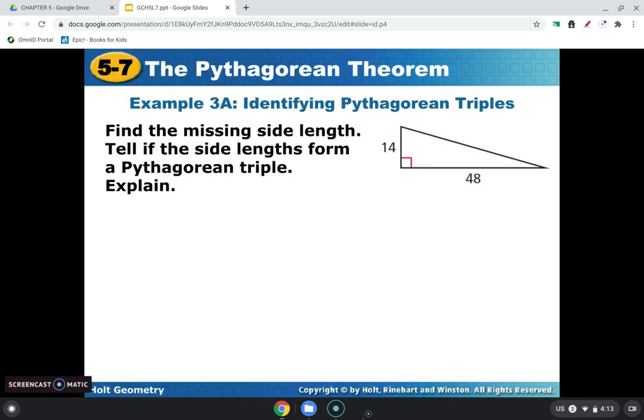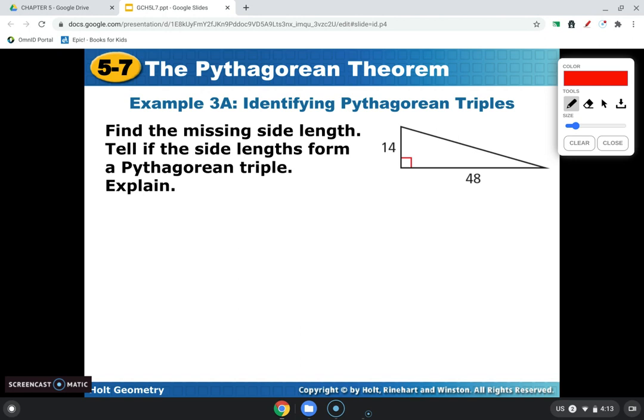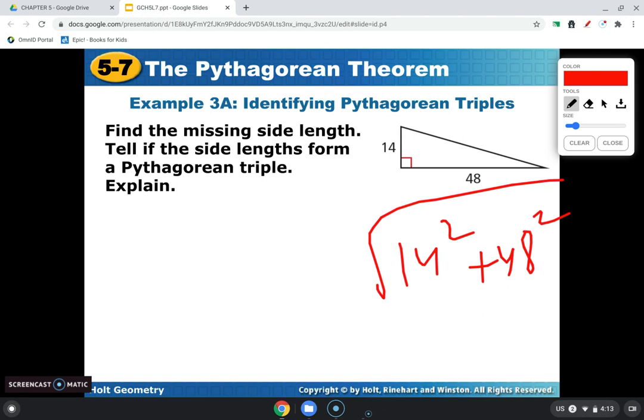So find the missing side length, tell if it is a triple. Well, 14 squared plus 48 squared, square rooted. Let's see what we got here. It's 50. So is 50 a non-decimal? You bet. So that is a 14, 48, 50 Pythagorean triple.